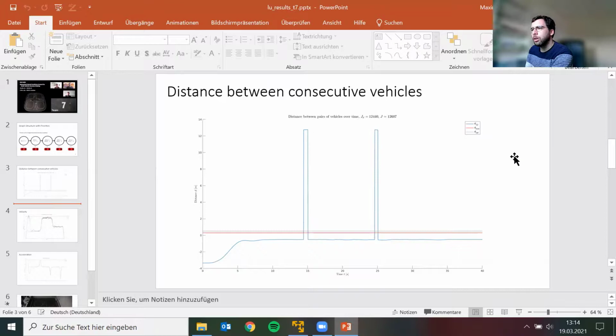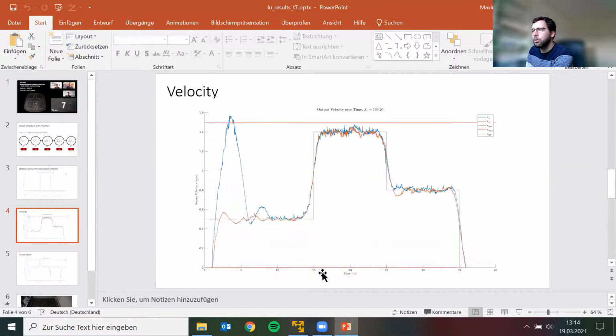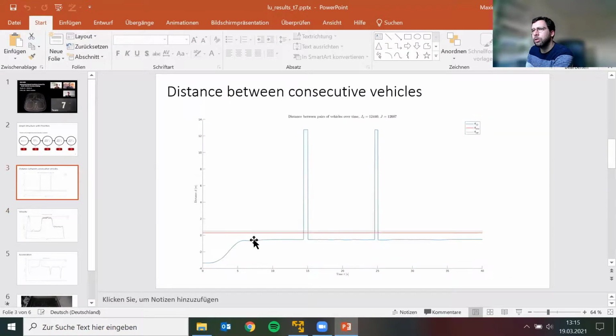Maybe this could be related to the change of velocity. I don't know, I'm just guessing from the time. So when some velocity changes, we have these peaks.